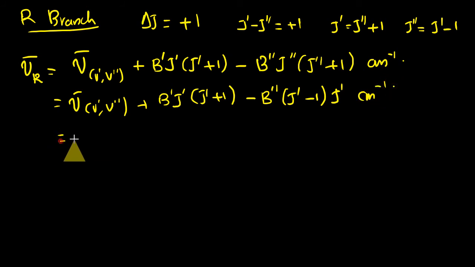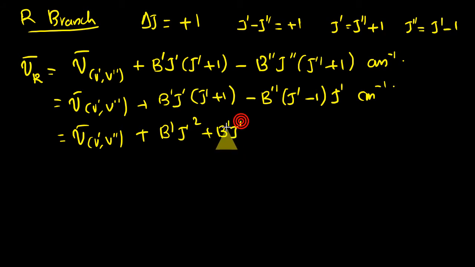So let me expand this. That is nu bar V prime V double prime plus B prime J prime J prime plus 1, that is equal to B prime J prime square plus B prime J prime minus B double prime J prime square, then minus minus, so it will be plus B double prime J prime, centimeter inverse.